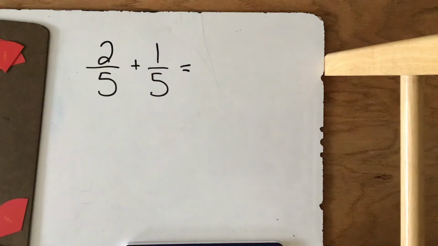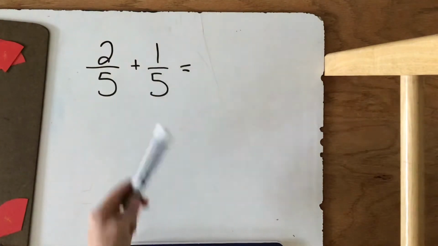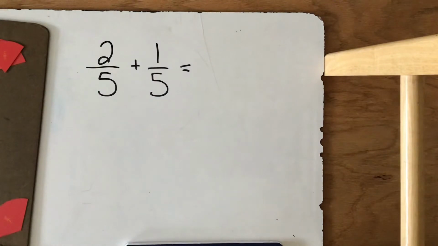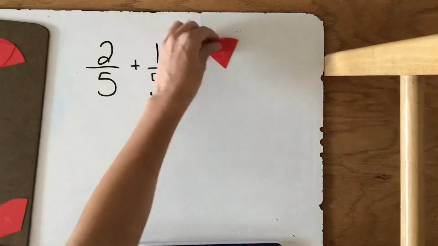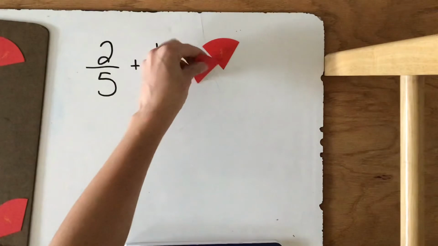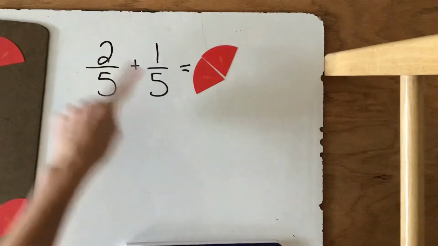In this video, we're going to review how to add fractions. So here I have 2/5 plus 1/5. When the denominator is the same, it's really easy to add our fractions. Here I have my 2/5 and my 1/5.